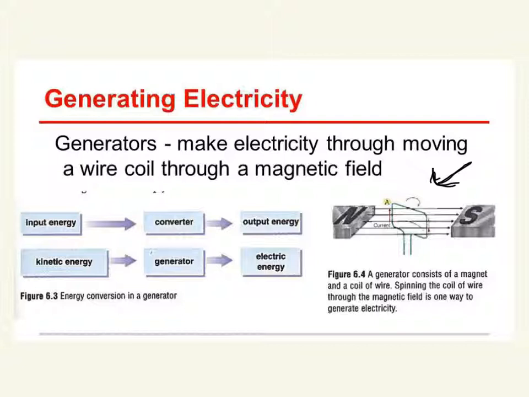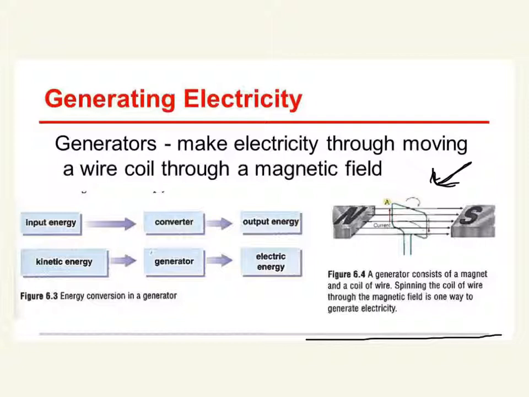Generators make electricity through moving a coil of wire through a magnetic field. On the right-hand side here you can see in this figure 6.4, a generator consists of a magnet and a coil of wire. Spinning the coil of wire through the magnetic field is one way to generate electricity. As it's spinning around, electrons are being excited, and that's a form of electricity.